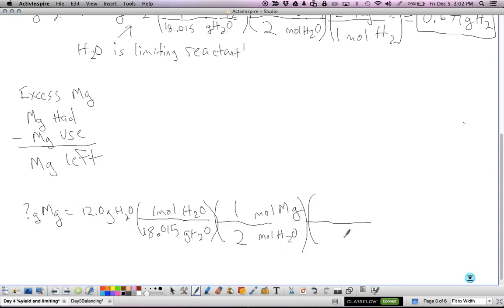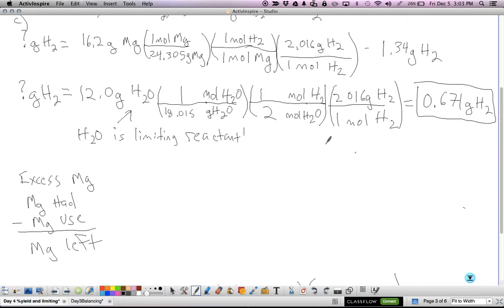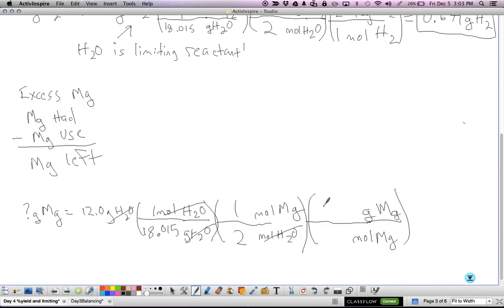And then, so let's cancel out some stuff. So I'm at moles magnesium, and I need to go to grams magnesium. Okay, and I got the molar mass of magnesium earlier, 24.305 grams and 1 mole. Okay, and I calculate this out, and I get 8.09 grams magnesium used.